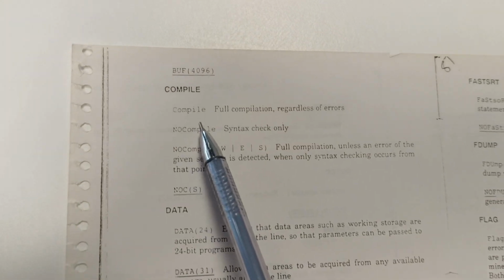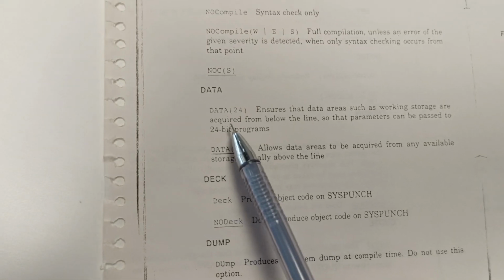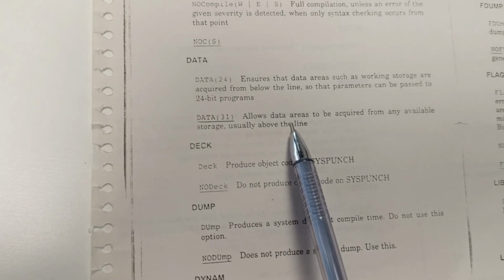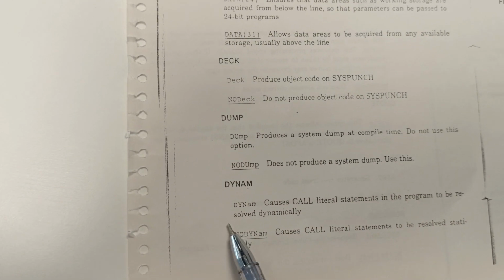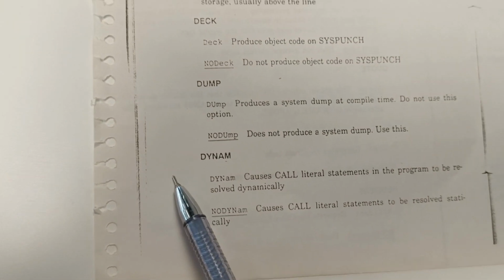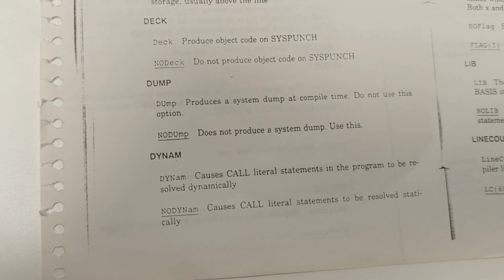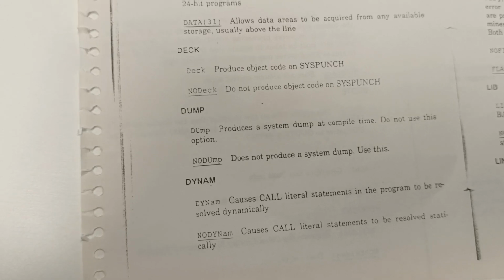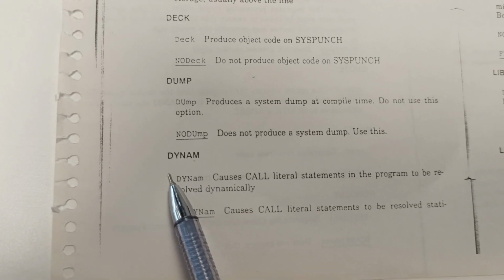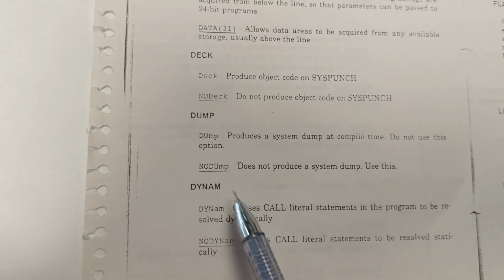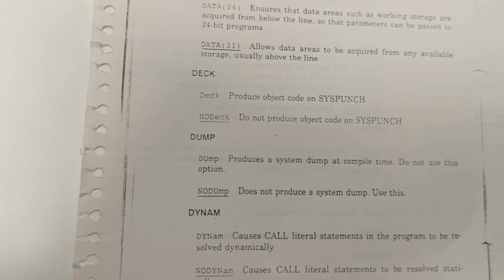You can see this is the compile option I have used, and this is the data over option, used whenever you are using 24-bit or 31-bit addressing. And this is the deck compiler option. Dump and dynamic, this is another important compiler option. If you want to run a static program, by changing the compiler option we can make that static program dynamic. You just change the compiler option to dynamic, and at that time the static program will also convert into a dynamic call.